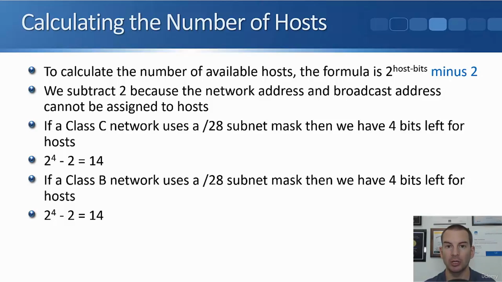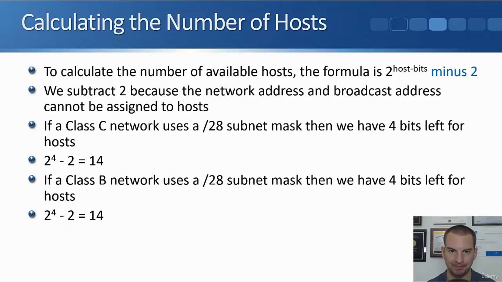So if a class C network uses a /28 subnet mask, then we've got 4 bits left for hosts. There's 32 bits in the address. If we're using 28 for the network portion, that leaves 4 for the host portion. 2 to the power of 4 is 2, 4, 8, 16, minus 2 for the network address and the broadcast address. That means that we would have 14 available addresses for our hosts. If we've got a class B network and it's using a /28, again, we've got 4 bits left for our hosts. So 2, 4, 8, 16 minus 2 is 14.